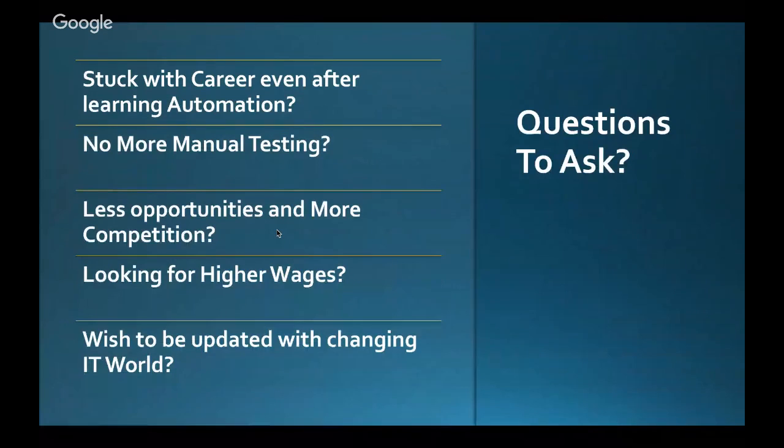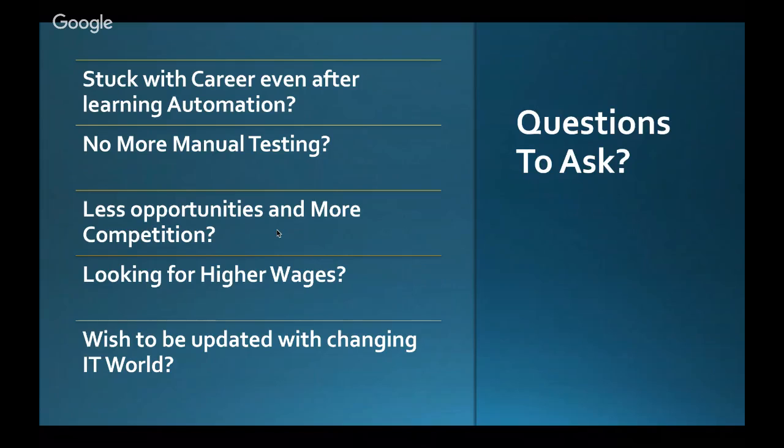So here we are. These are a few questions. I'm listing 5 main questions in front of you. These are the 5 main questions which you need to ask if you really want to establish yourself as an automation tester. First, are you stuck with your career even after learning automation? You know software automation, you have worked on several kinds of frameworks, you have learned different kinds of automation methodologies and techniques, but still, do you feel that you are stuck in your current profile, in your current career?